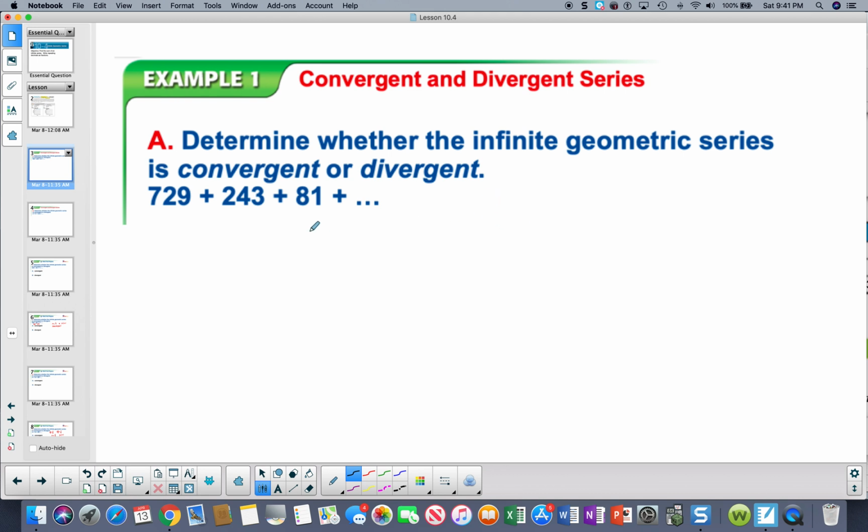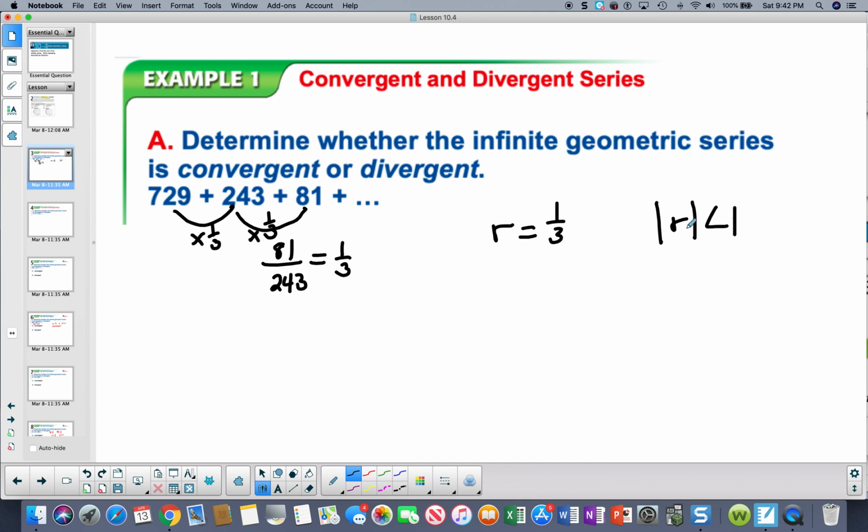Let's take a look at whether this infinite geometric series is convergent or divergent. Now notice the numbers are getting smaller, and so that's a good sign. What we want to do is figure out what the common ratio is. So I'm going to use these two numbers. That's a little easier for me to look at. 81 divided by 243, and I can see that is 1/3. So this is multiplying by 1/3, and the same thing is happening over here, multiplying by 1/3. So our common ratio is 1/3, which meets the requirement that the common ratio has to be less than 1. So we say this is convergent. In other words, this will have a sum.